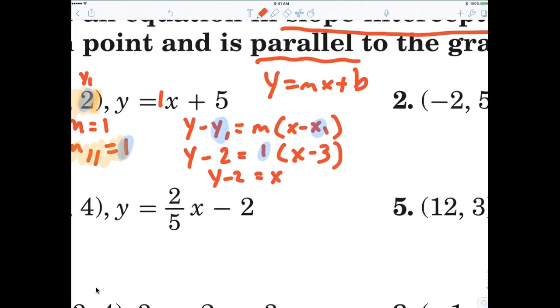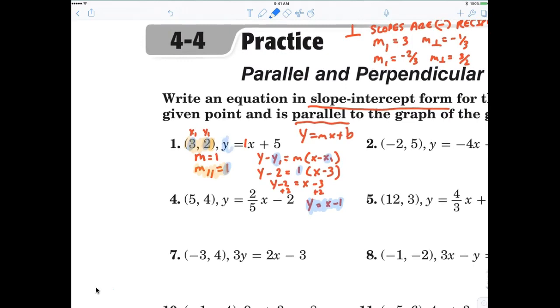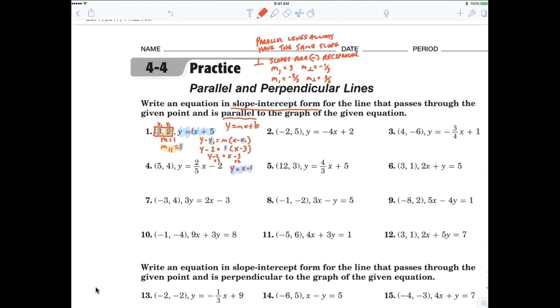Y minus 2 equals x minus 3. Then we have to add 2 to both sides, and now we have y equals x minus 1. So again, that is the equation of our line that is parallel to this line, y equals x plus 5, and it passes through the point 3, 2. It passes through that point. That's how simple, very, very easy. You have to understand parallel just means the same slope.